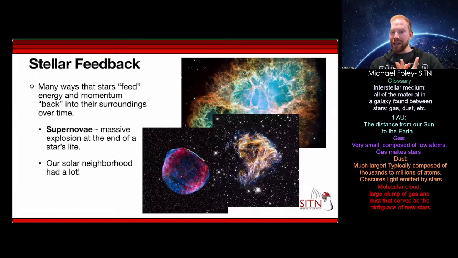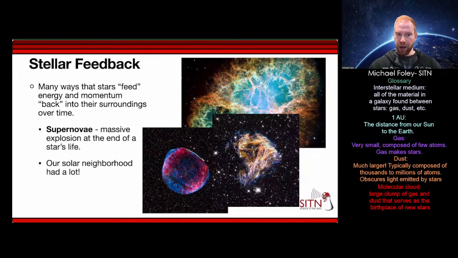And so the final piece of the physics puzzle that I want to introduce before we get into the example I talked about for Perseus and Taurus and some more exciting examples from our local solar neighborhood are supernovae. So supernovae are one of the main components of stellar feedback, which is just an umbrella term for all the ways that stars feed energy and momentum back into their surroundings over time. Or in other words, the way that stars affect their surroundings throughout their lives and in their deaths.